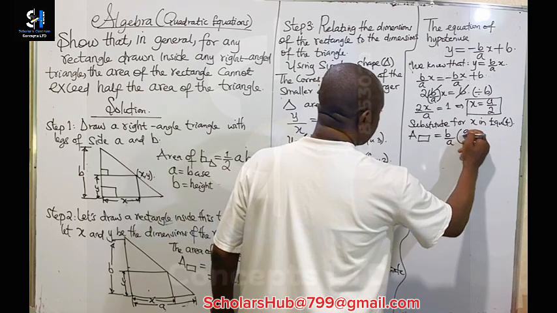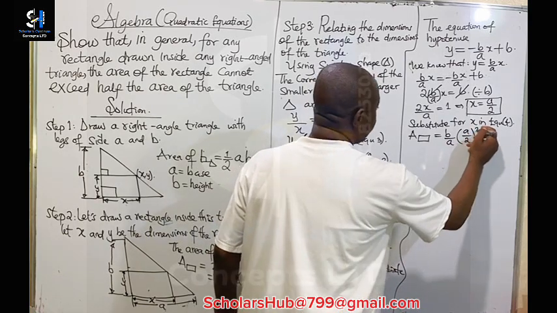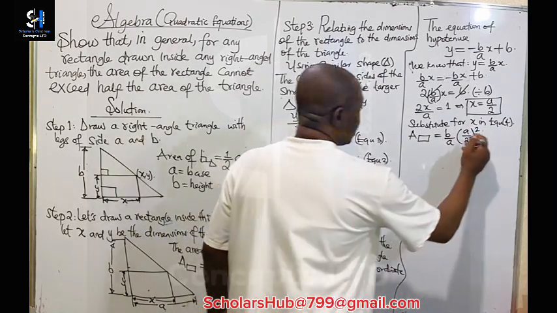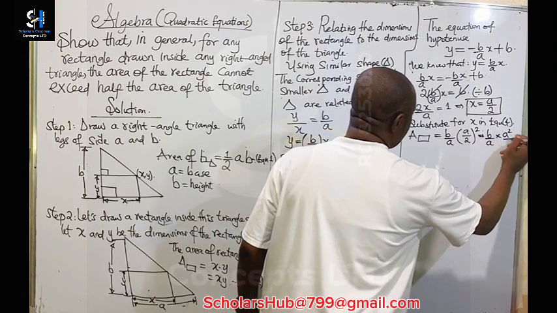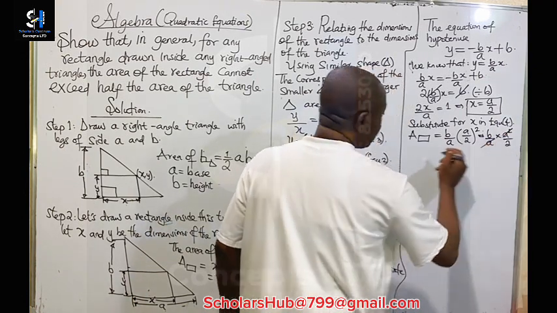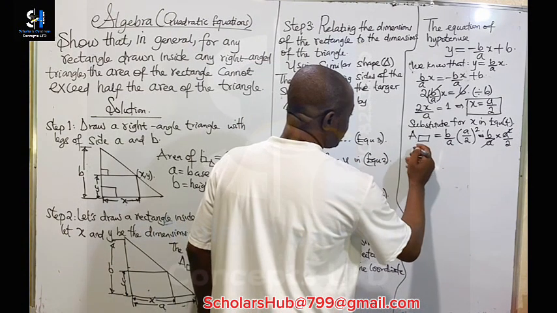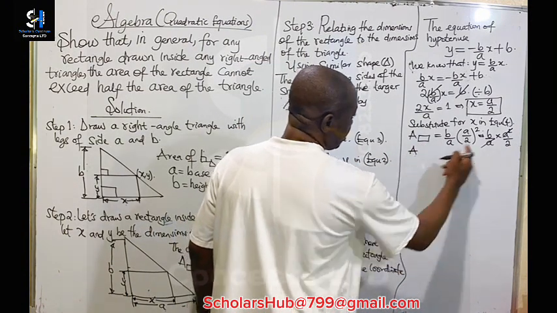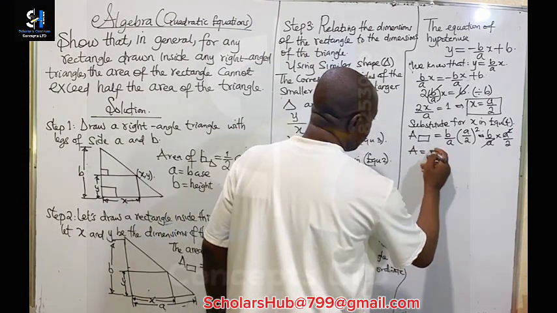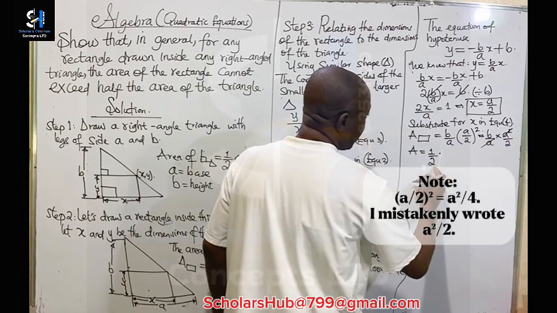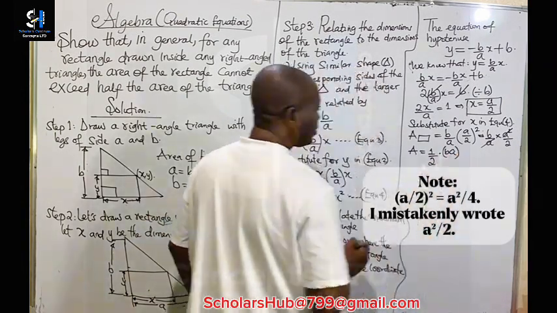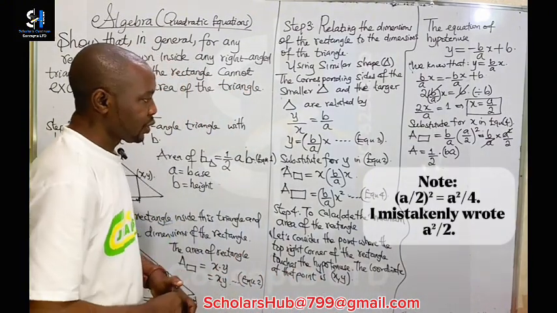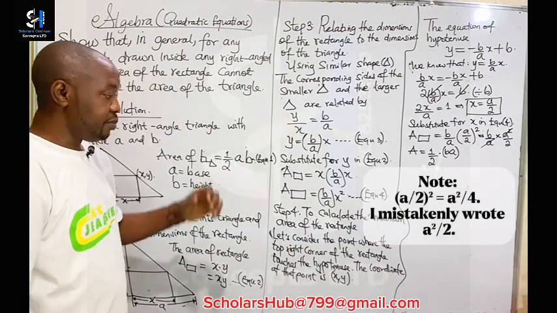So x is now a over 2, so we raise that to the power of 2. So this will be b over a times a squared over 2. So a will divide a. So we are going to have the area to be 1/2 multiplied by BA. Now, that's 1/2 multiplied by BA.